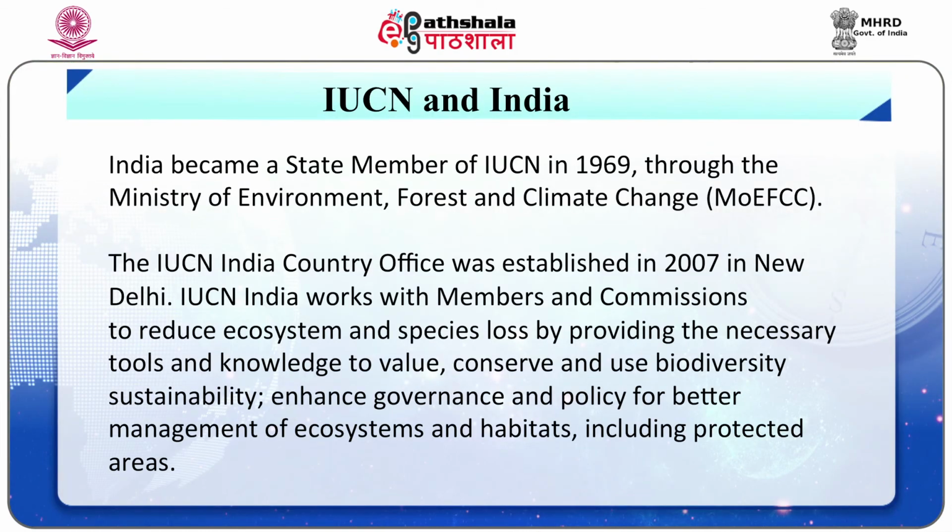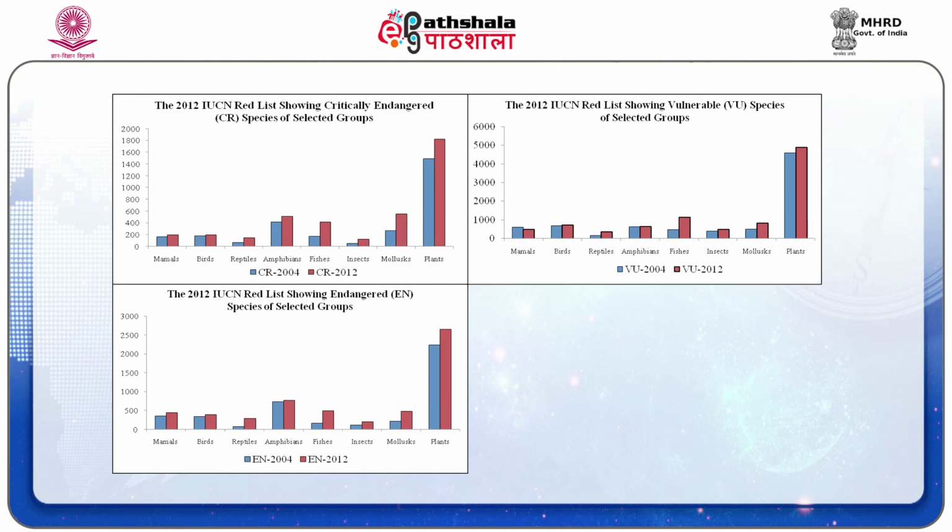India became a state member of IUCN in 1969. Through the Ministry of Environment, Forest and Climate Change, the IUCN India country office was established in 2007 in New Delhi. IUCN India works with members and commissions to reduce ecosystem and species loss by providing the necessary tools and knowledge to value, conserve and use biodiversity sustainably, enhance governance and policy for better management of ecosystems and habitats, including protected areas, and address challenges related to poverty alleviation, food security and climate change.